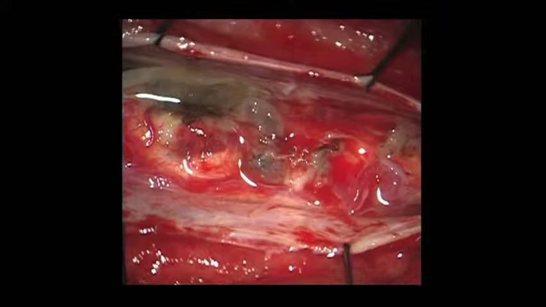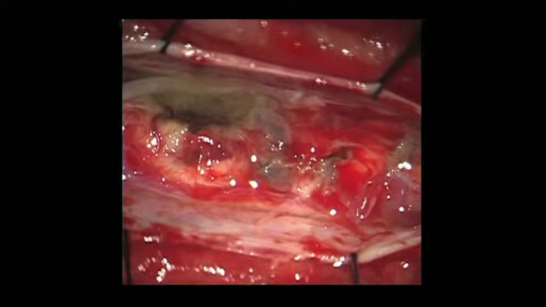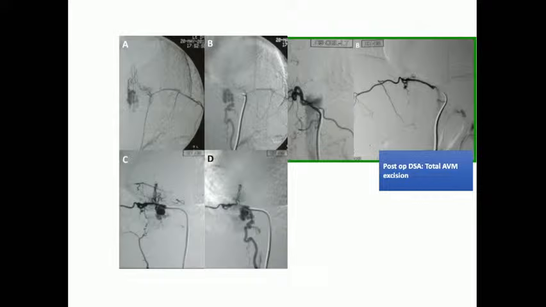So once that connection is removed, you can see that the entire thing is gone. This patient made a recovery. He was able to walk, not completely normally, but at least to a significant extent. And these are the preoperative images. You see this venous aneurysm, you see this venous congestion, and this is the postoperative image. And you see that the entire congestive myelopathy has disappeared and the venous aneurysm has also disappeared.